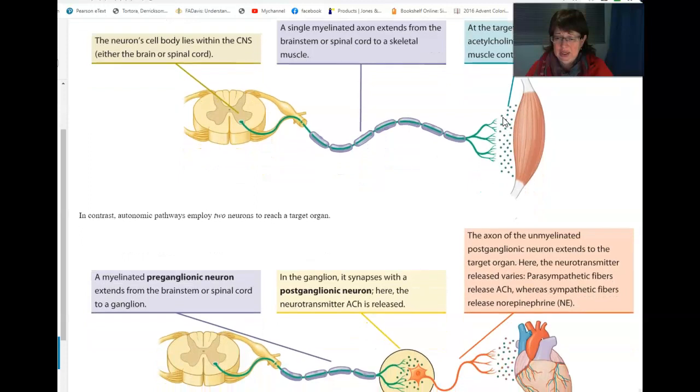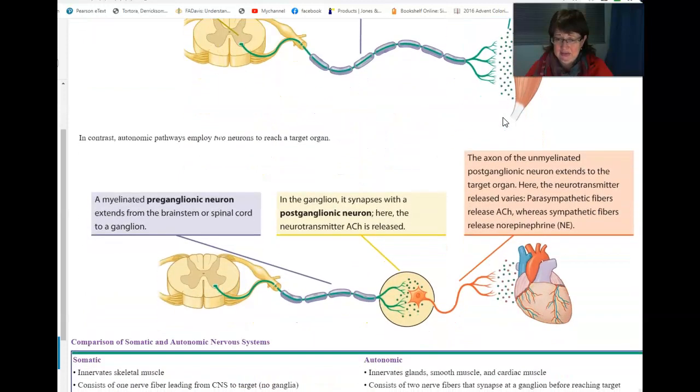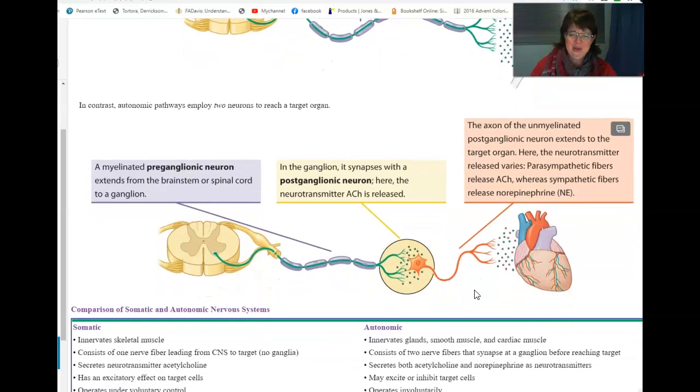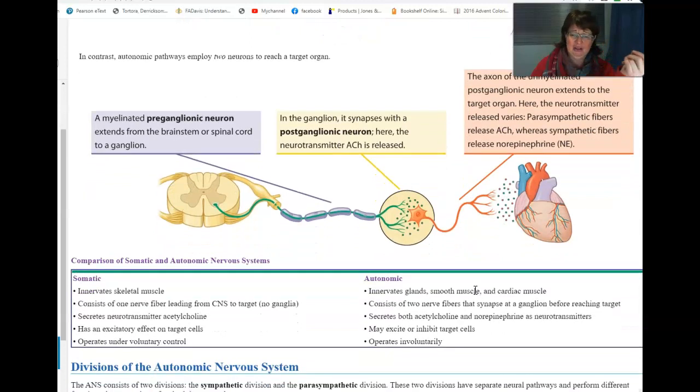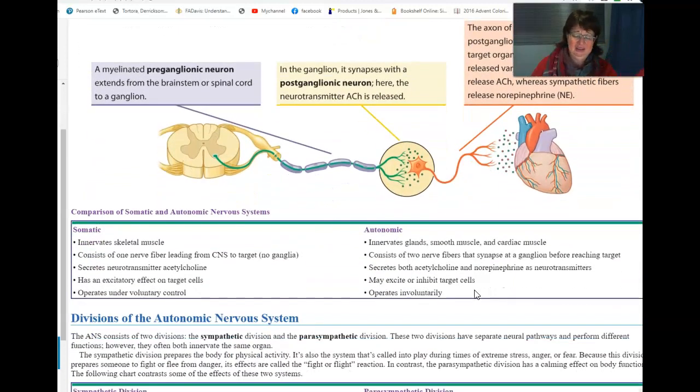So here you look at the autonomic nervous system. It has ganglion. Preganglionic neurons can be myelinated because they're faster. The other ones are often unmyelinated because they're slower. And don't worry about which neurotransmitter, they vary. So here is a good summary.